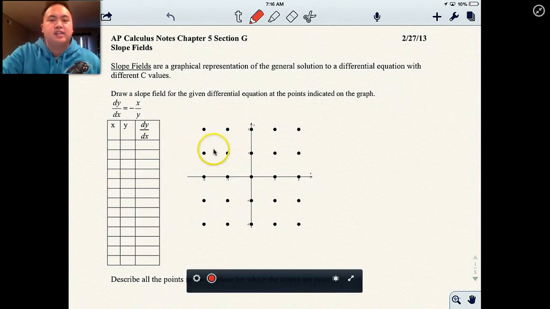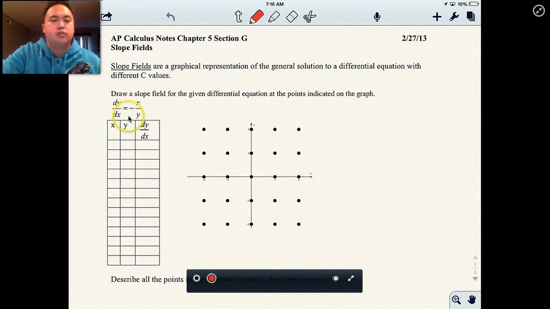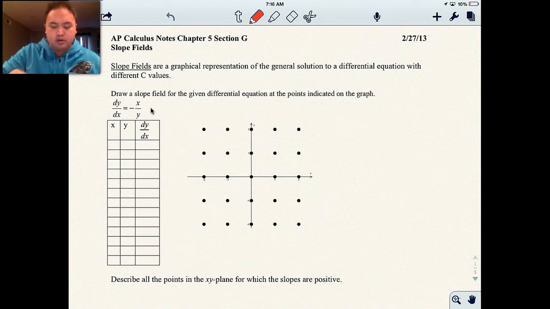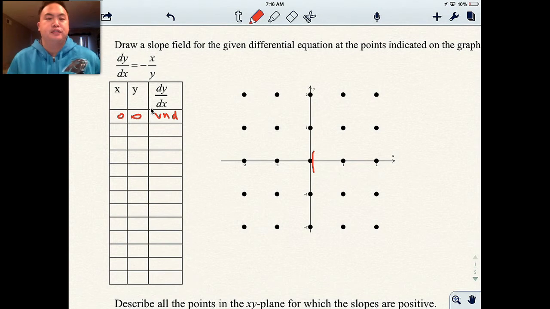So what I do is I take a point. Let's start with 0, 0. I plug that into my differential equation and draw the slope that I get. If I plug 0, 0 into negative x over y, I'm going to get undefined because you can't divide by 0. That means a vertical line, so I'll draw a vertical line there. And in my table, I'll write 0, 0 and then infinity, because you're dividing by 0.